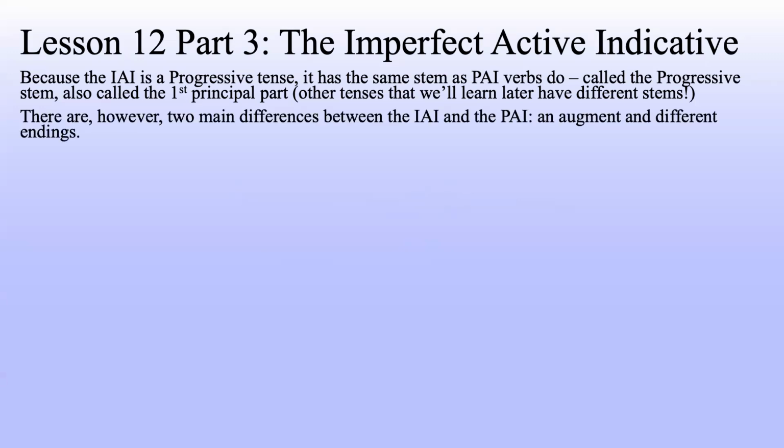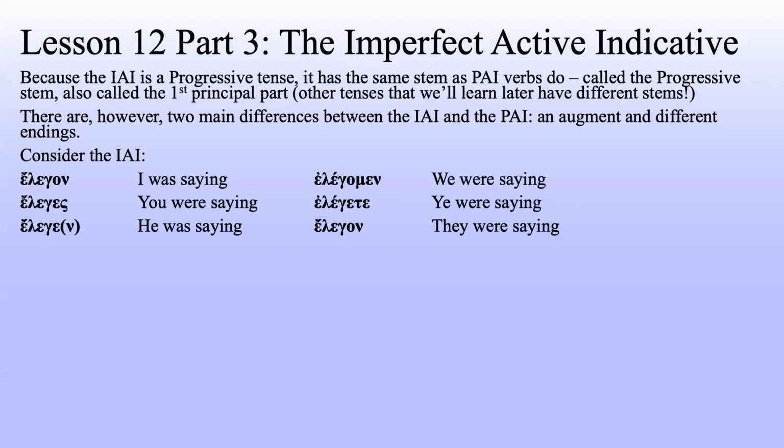There are, however, two main differences between the imperfect active indicative and the present active indicative: an augment and different endings. Consider the imperfect active indicative. We have elegon, I was saying, eleges, you were saying, elege, he was saying. Elegomen, we were saying, elegete, ye were saying, and elegon, they were saying.